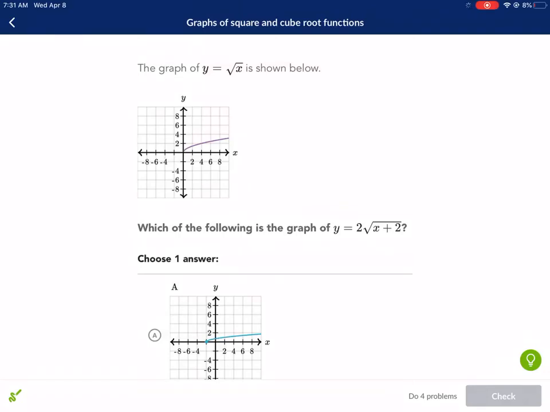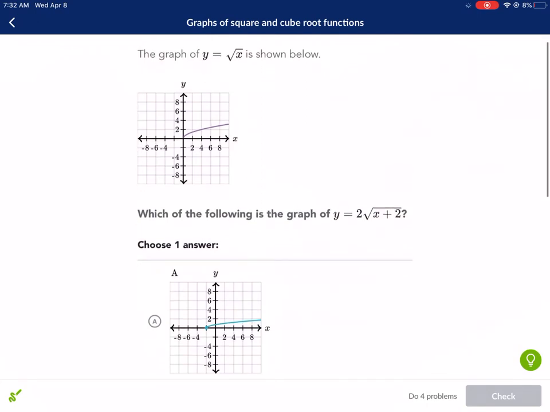Welcome back everyone to another Khan Academy tutorial. This particular Khan Academy is graphs of square root and cube root functions. This is an extension of the Radicals chapter 7 that we've been working on. So let's go ahead and get started.